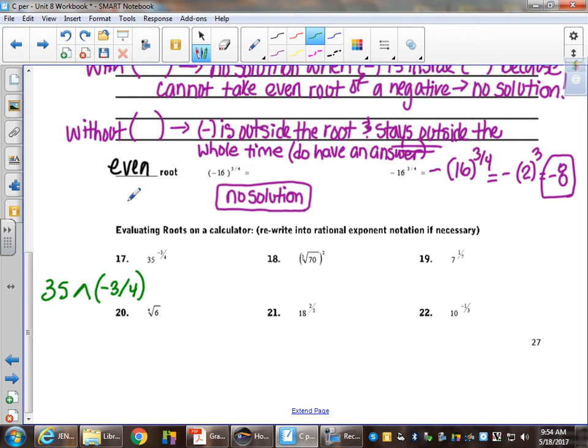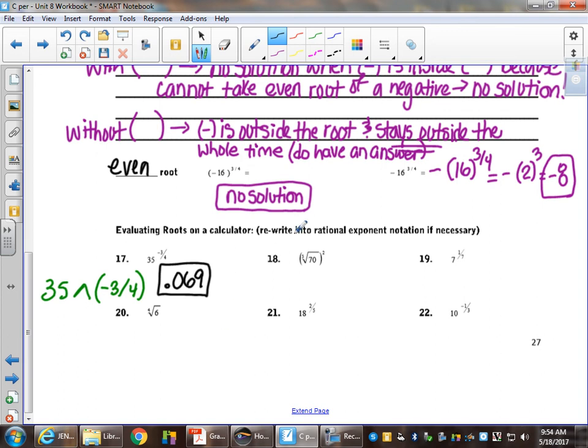3 divide by 4. All right, Richie's got the answer for 17. Richie, to 3 decimal places, what's the answer? 0.06. Good. So if a 4 comes after the 9, do I need to change the 9? No. That's it. This is how we use our calculator to evaluate.